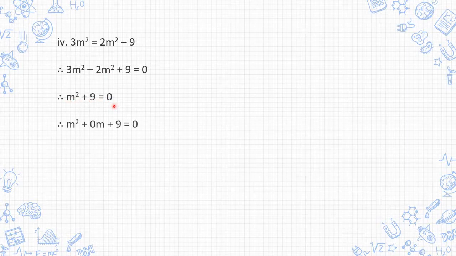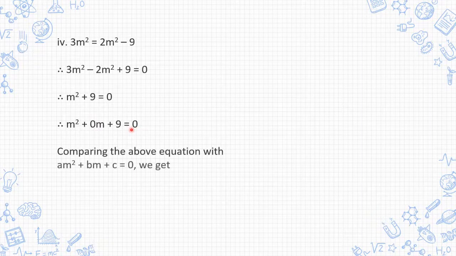So if I just try writing this in the general form, the term with m is missing, so I'll write m square plus 0m plus 9 equal to 0. Now if we compare this with the general form of the quadratic equation, am square plus bm plus c, the coefficient of m square is 1, so a is 1, coefficient of m is 0, so b is equal to 0, and the last constant term is 9, so c is equal to 9.